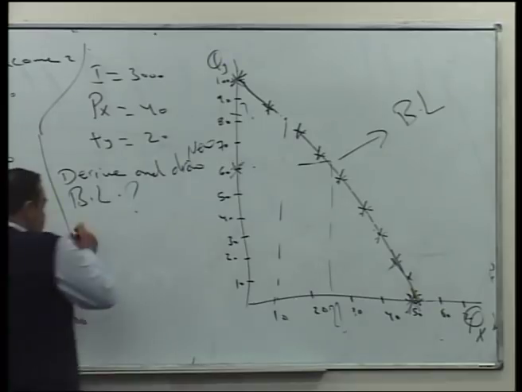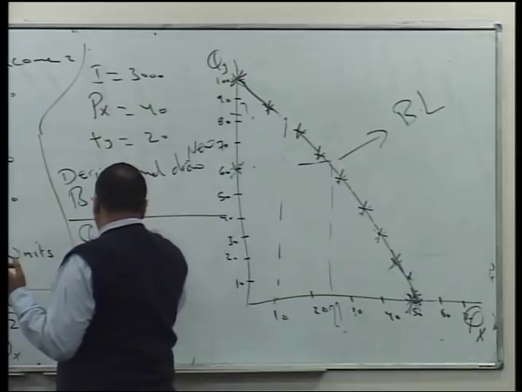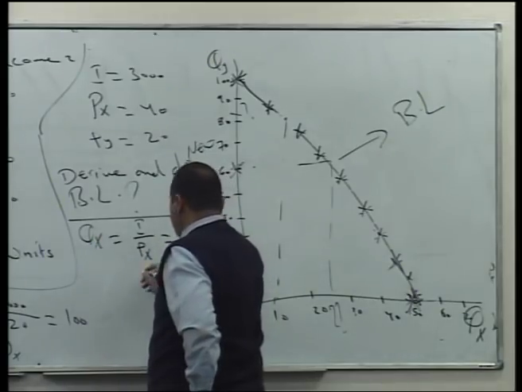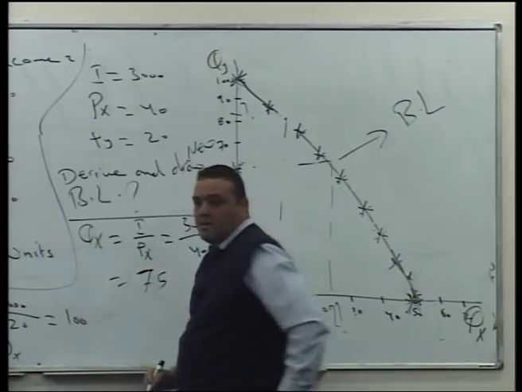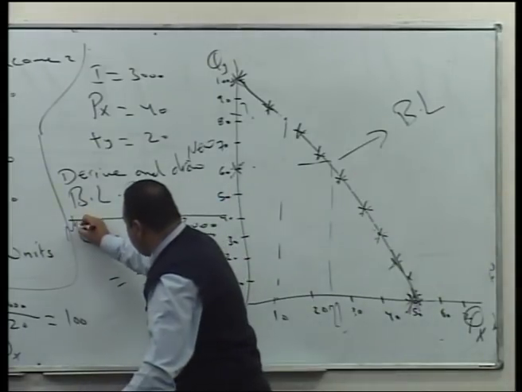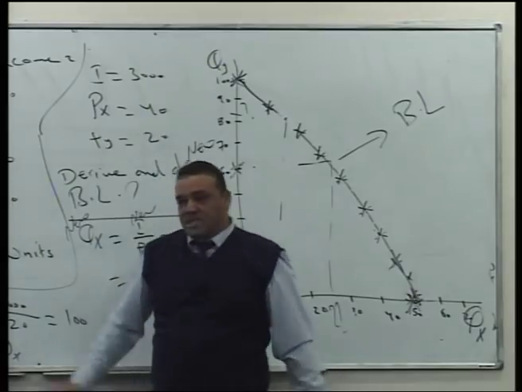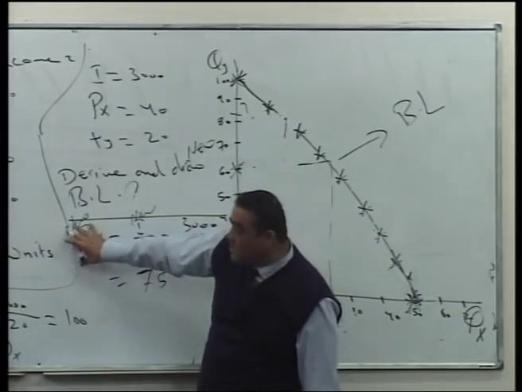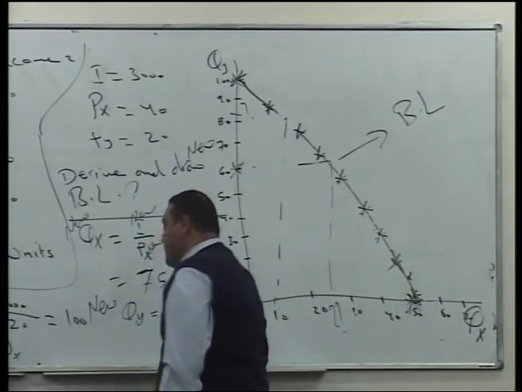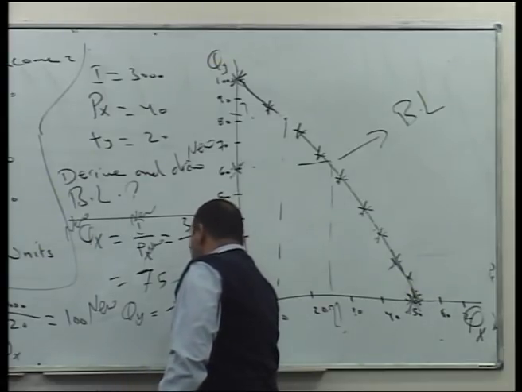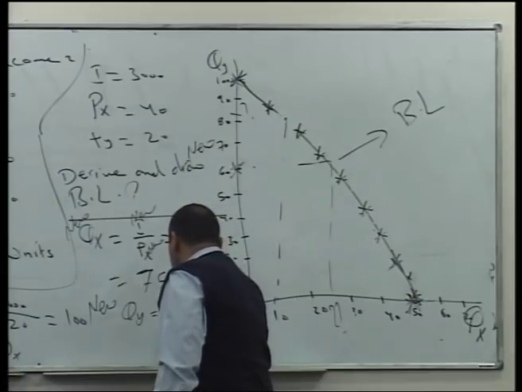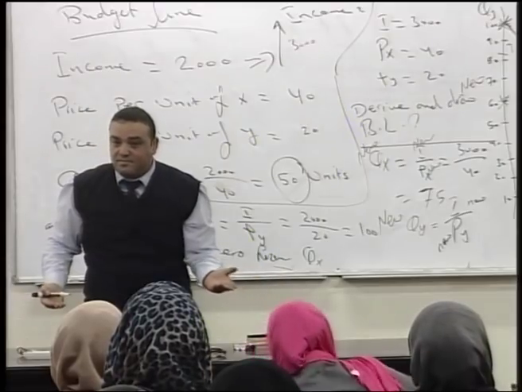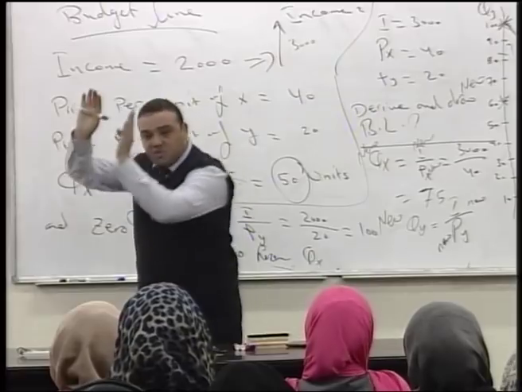The same idea here. Quantity of X equals income over the price of X. The new income, how much is it? 3,000 over 40. This is a new quantity of X. The price doesn't change, but there are changes in the income, so the quantity of X changes. Then a new quantity of Y equals the new income over the price of Y. It's as if I'm working on a new question, without changes.